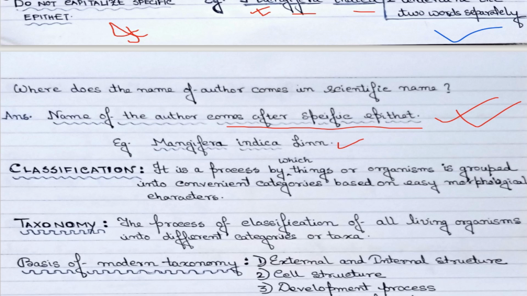Now, what do we understand by classification? Nomenclature done, identification done, but it is easier for us if we can group a certain type of organism based on certain convenient categories into a single group. So this is basically classification. It is a process by which things or organisms are grouped into convenient categories based on easy morphological characters. And what is taxonomy? It is the process of classification of all living organisms into different categories or taxa.